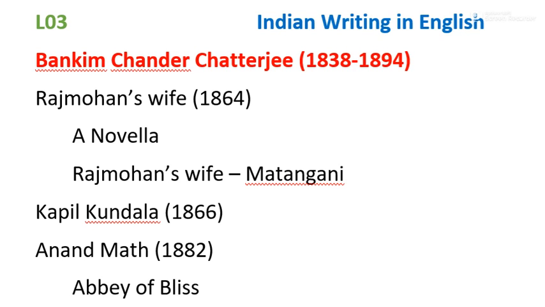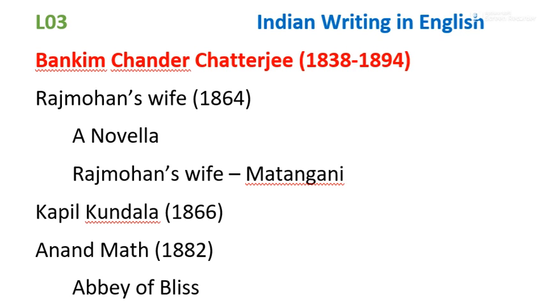Now, among his famous works, we have Rajmohan's Wife. From this work, we have a question in the UGC NET exam as well. So we shall discuss that a bit later, but first this work. Rajmohan's Wife was published in the year 1864. Now remember this name because this is the first English novel by an Indian writer, and it is a novella.